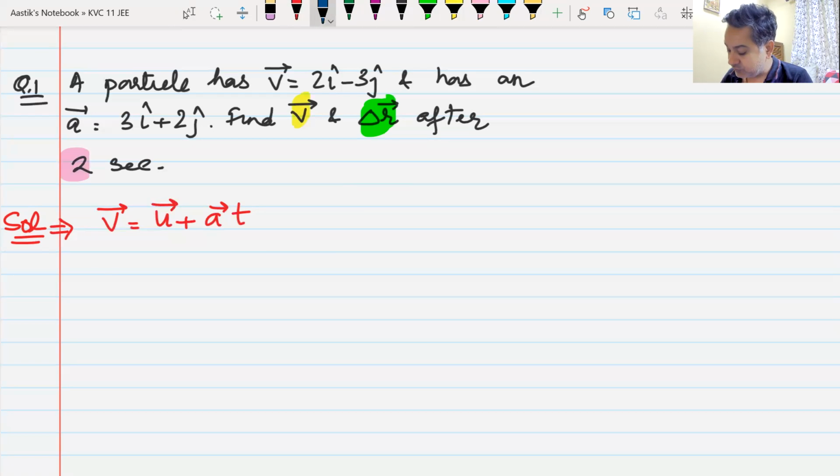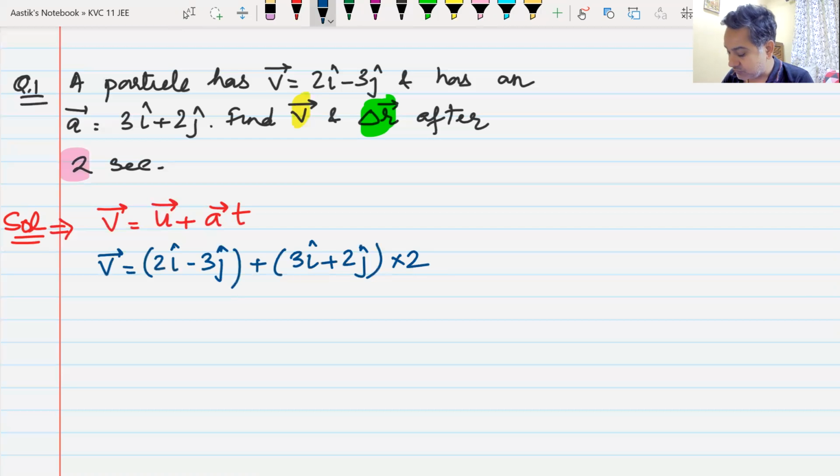So what do I do? Velocity after 2 seconds will be initial velocity, 2i minus 3j, that is the initial velocity, plus acceleration, which is 3i plus 2j, multiplied by time. Time is 2 seconds. So what do I have?